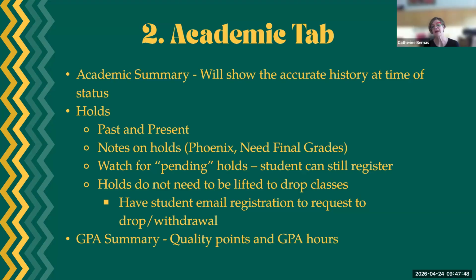The other place I might go to is the GPA summary. That's also in the academic tab, and that's a full table, again, showing me the cumulative GPA and also quality points and GPA hours that will help me calculate the GPA and see a historical table of what their past term and cumulative GPA has been.